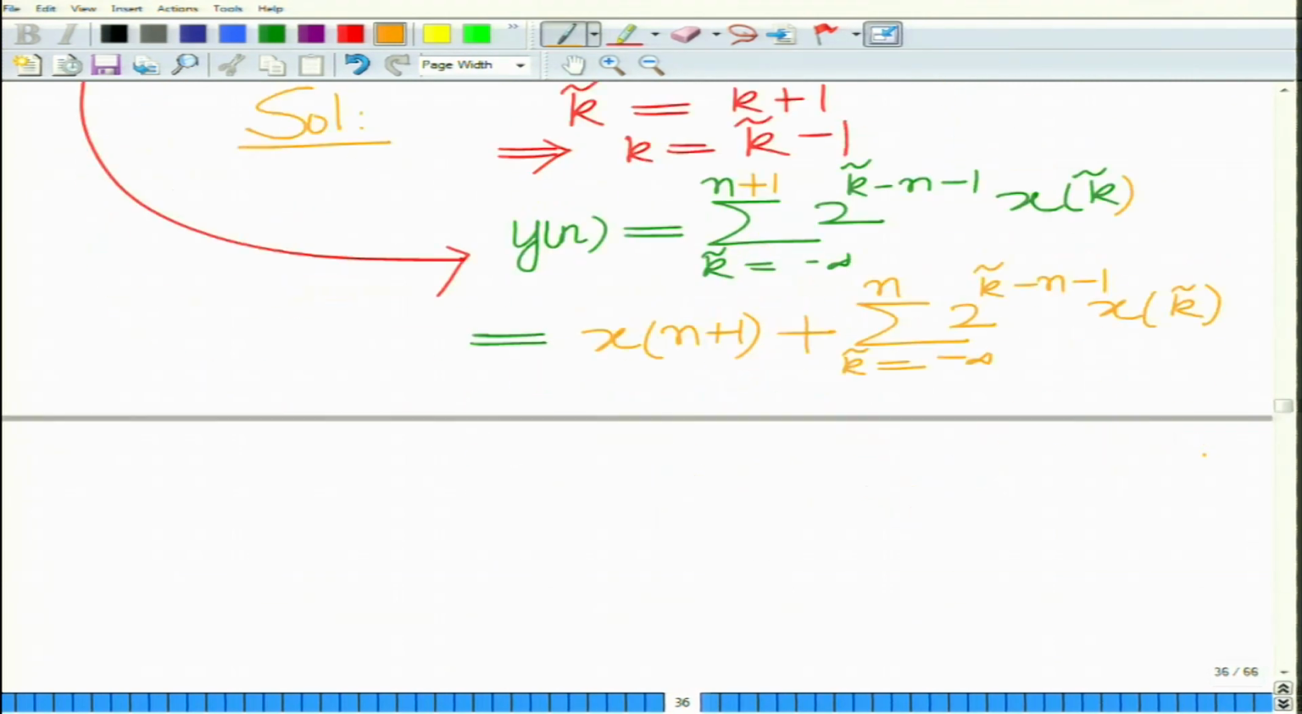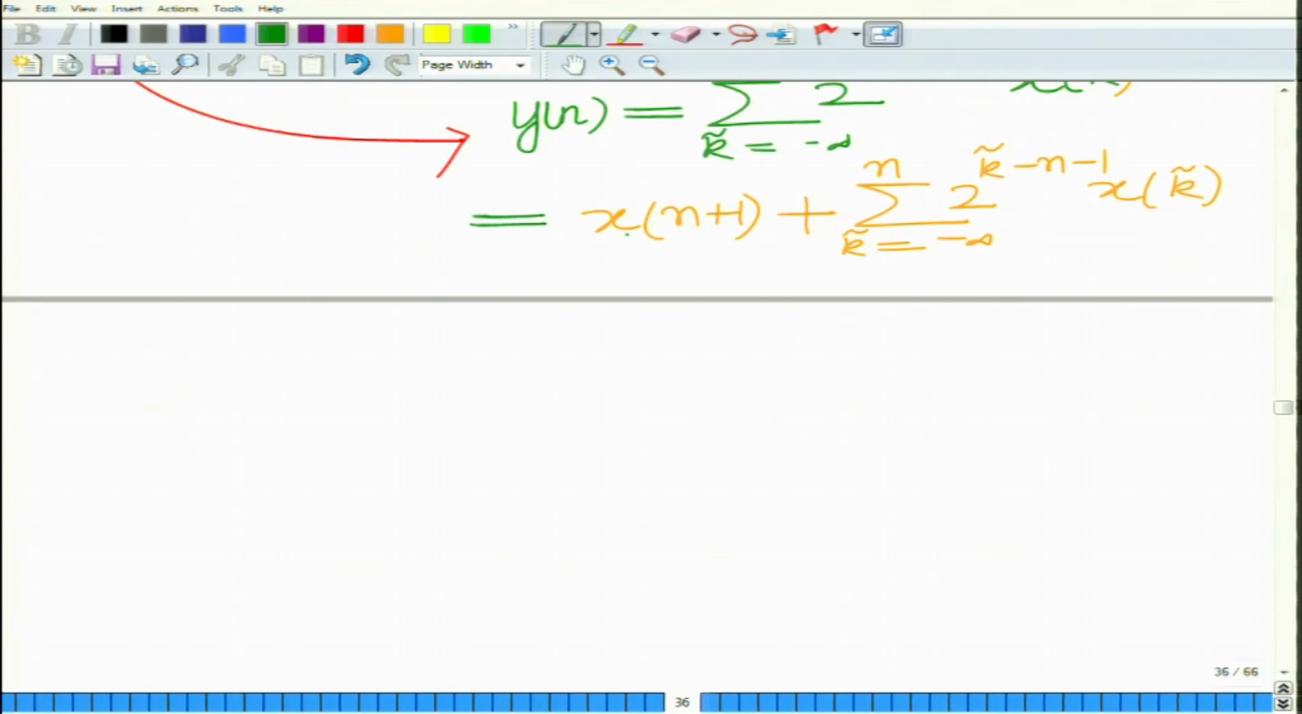And now if you look at this expression, you can see that the output y[n] depends on x[n plus 1]. Remember, the system is causal only if the output y[n] at any time instant n depends only on x[n] and the previous inputs. Since this depends on the future input, that is x[n plus 1], it is not causal. So the system is not causal.